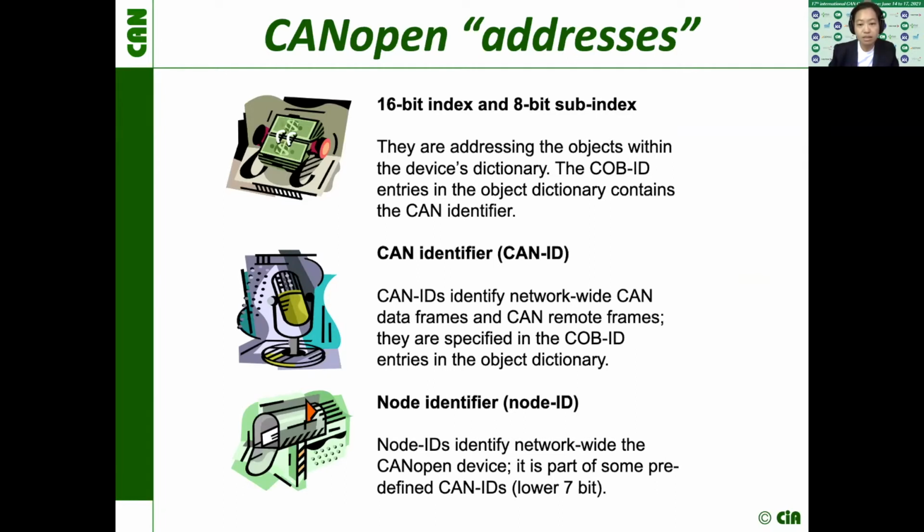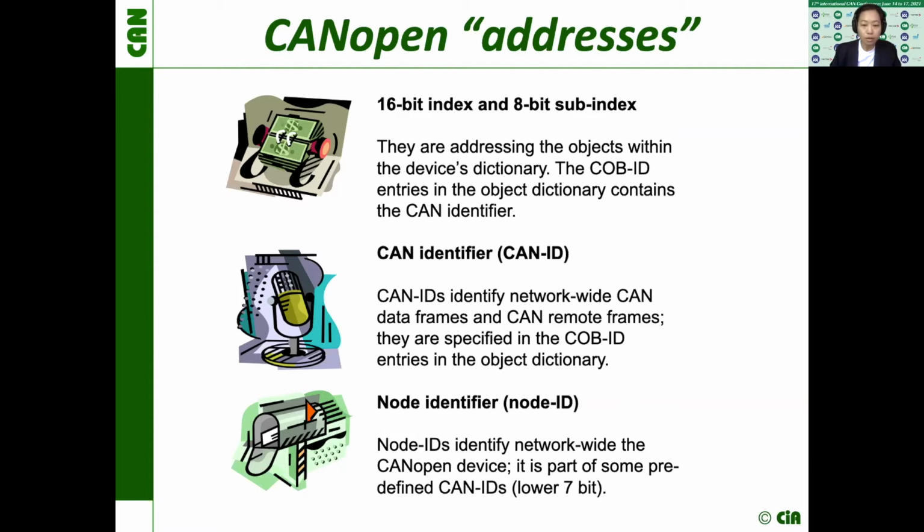So the index and subindex are the addressing for the objects in the device's object dictionary. And lists addresses contain specific parameters. For example, CiA 301 defines some object addresses for COB-IDs for diverse services, which contain the CAN identifier, namely CAN ID. CAN IDs identify network-wide CAN data frames and CAN remote frames.